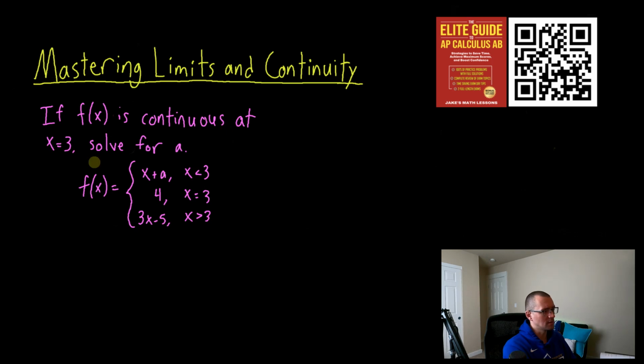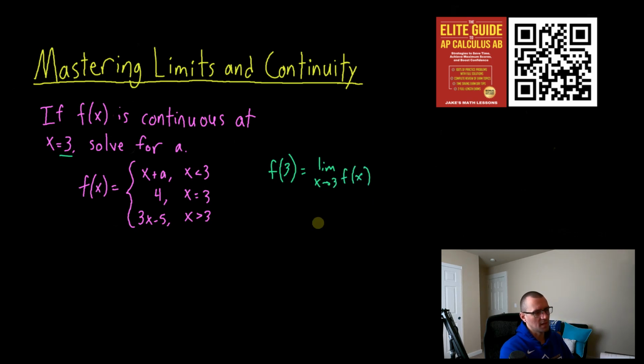If f of x is continuous at x equals 3, solve for a, where f of x is this piecewise function: x plus a for x less than 3, 4 for x equals 3, and 3x minus 5 for x greater than 3. Before we dive in, I touched on this in yesterday's video, but to reiterate: in order for a function to be continuous at a certain point, the value of that function needs to be the same as the limit as x approaches that x value. So basically we would need f of 3 to equal the limit as x approaches 3 of f of x.